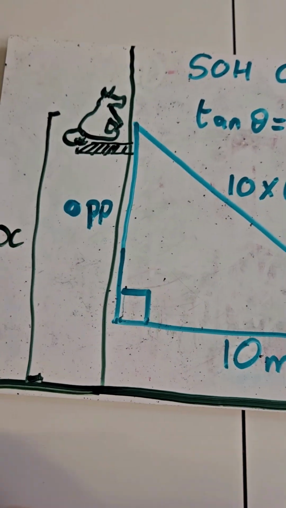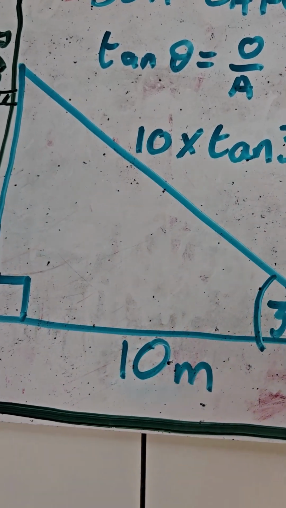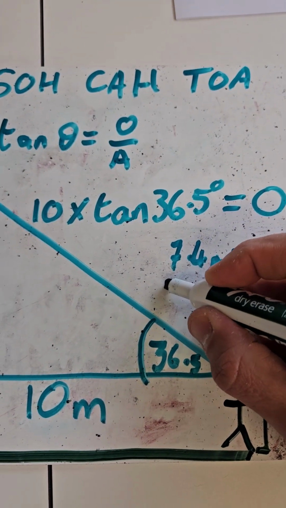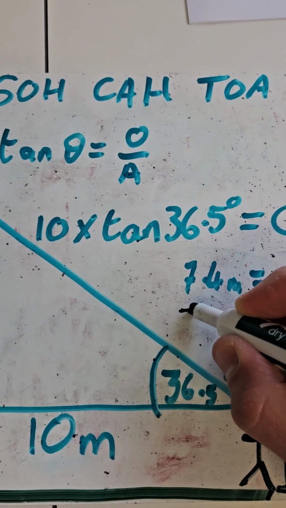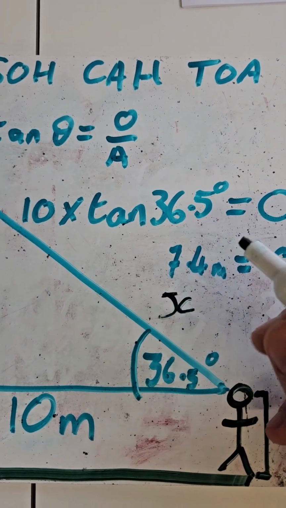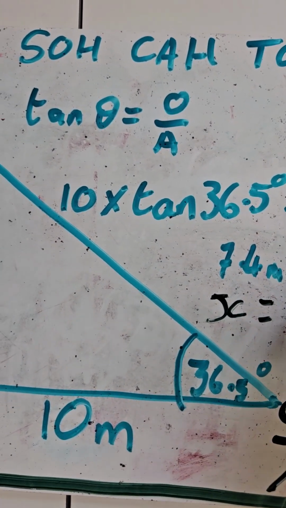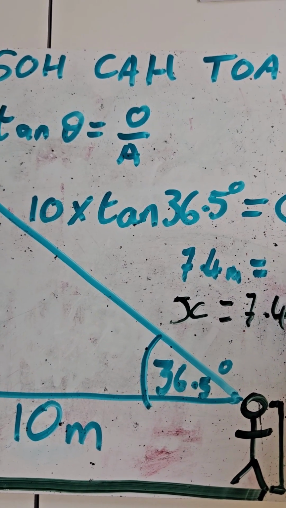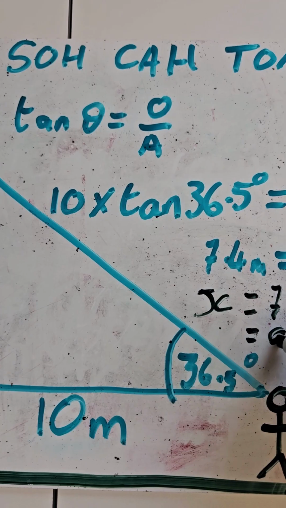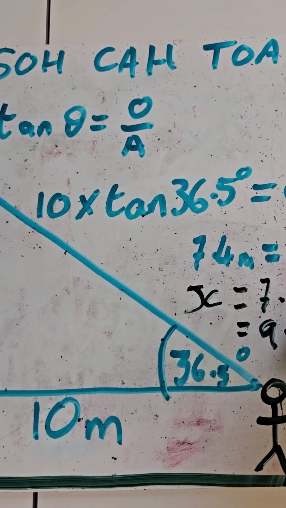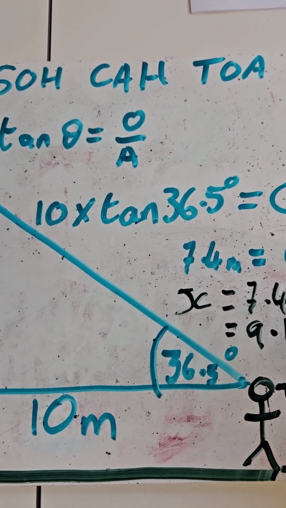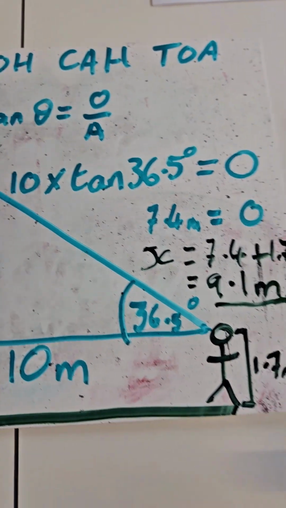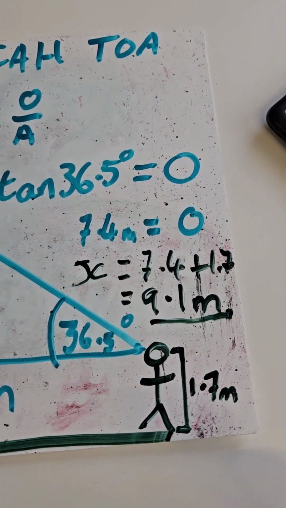To get the height of the yak above the ground, I've got to add on my 1.7 meters, and I don't think I even need my calculator to do that. So the final answer, x equals 7.4 plus 1.7, which is going to be 9.1 meters. So that's the answer we're looking for, 9.1 meters above the ground.